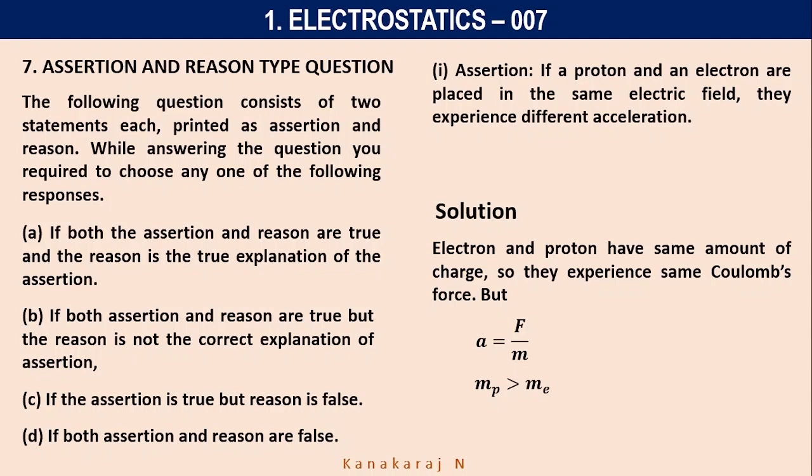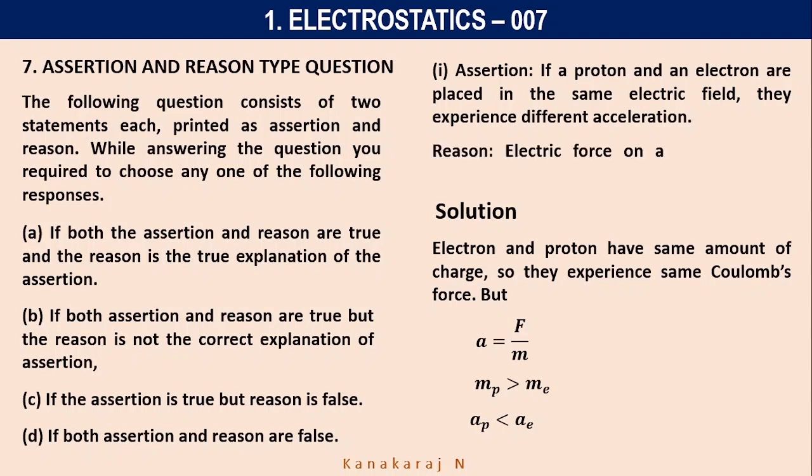We substitute this in the equation. We find that the acceleration of the proton is less than the acceleration of the electron. So the assertion, if a proton and an electron are placed in the same electric field, they experience different acceleration, is correct. This statement is right.